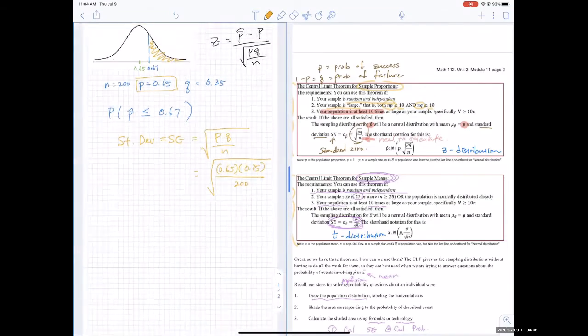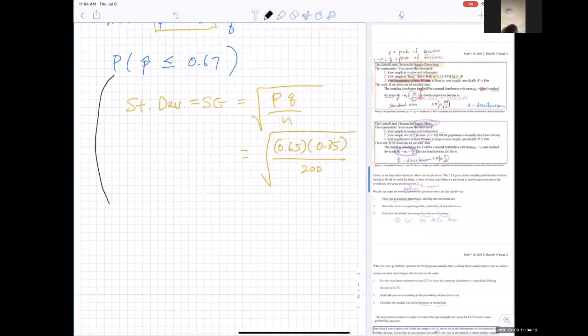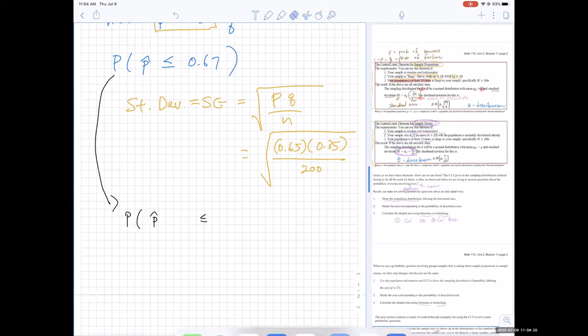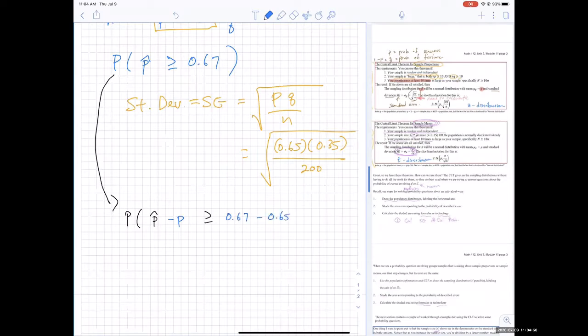So the basic idea of the computation you're doing is that we're normalizing this. What's the probability of P hat greater than or equal to 0.67? In order to normalize, we take 0.67 minus P, which is 0.65, divided by the square root of PQ over N. And we calculated this right here. What is PQ over N?